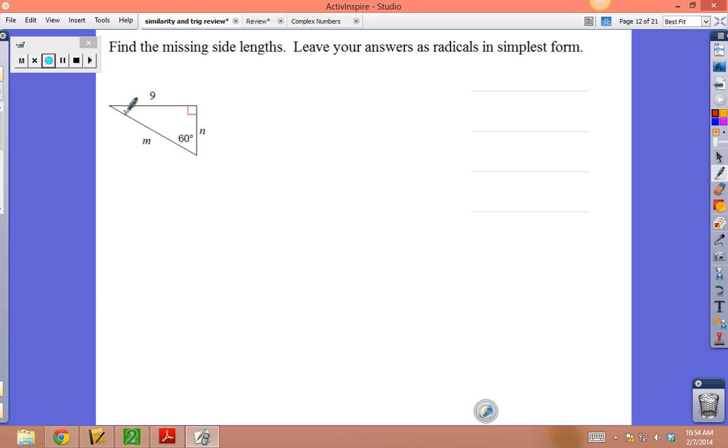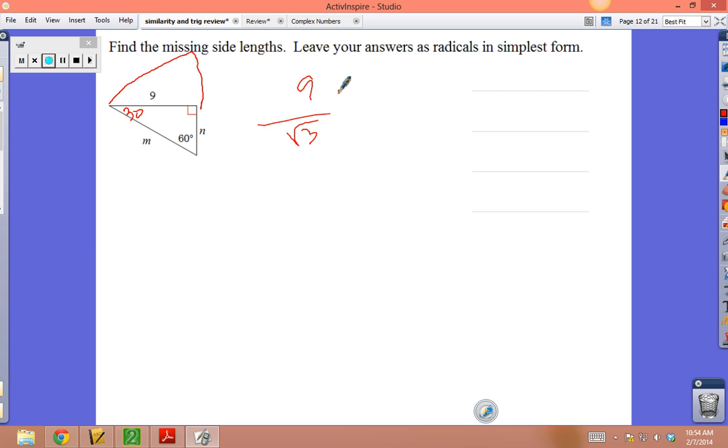Okay, if that's 60, that's 30. That means the other half of my triangle is right there. This one's tough too because they gave me the altitude 9. I usually take this and times it by square root of 3. So I'm going to go backwards. I'm going to do 9 divided by square root of 3. So times the top by square root of 3, times the bottom by square root of 3. I got 9 square roots of 3 over square root of 9, which is 3. So 9 divided by 3 is 3 square roots of 3. So that's what n is.